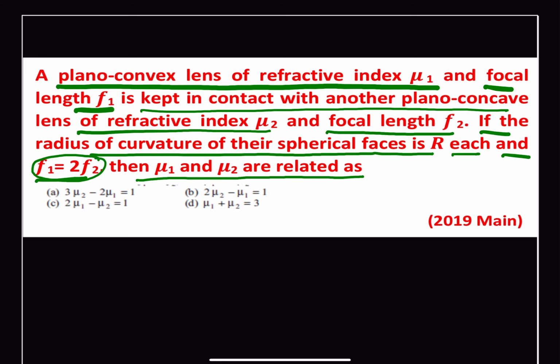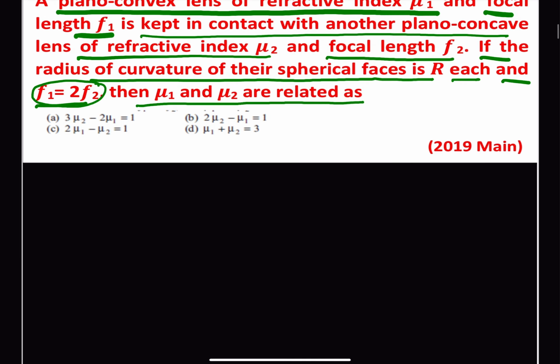So we are going to consider both lenses one by one. So first is a plano-convex. So we have a plano-convex lens, and we can just draw an approximate figure for that. It will be something like this, and its focal length is given as f1, refractive index mu1.